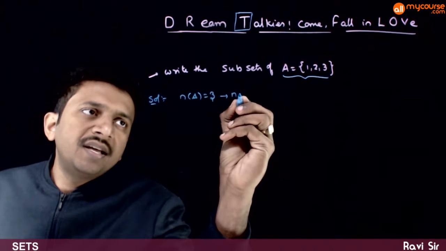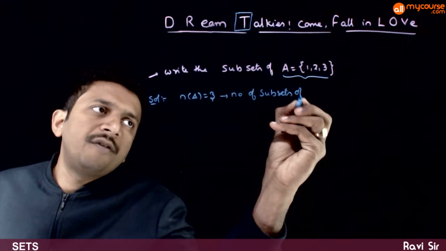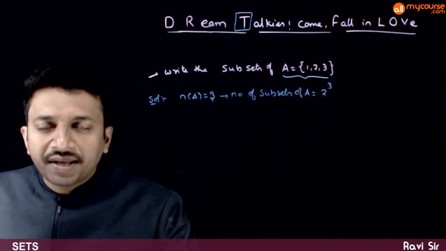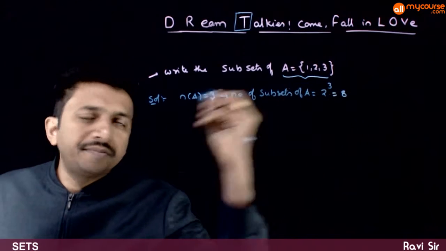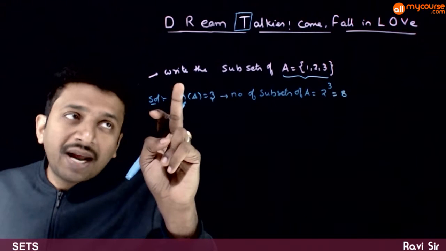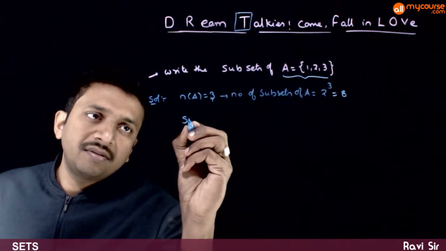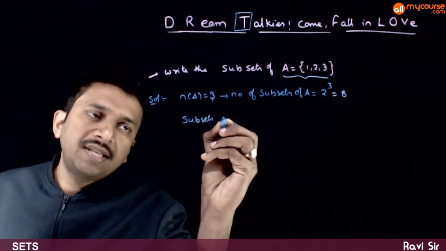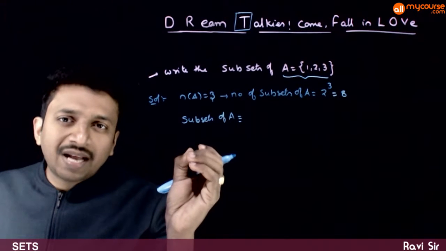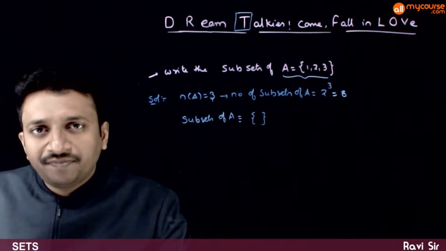This implies the number of subsets of A is equal to 2 power 3, right? 2 power n. That is equal to 8. So this set has 8 subsets. And you're asked to write all the subsets of A. So let us write one after the other. Subsets of A are: first let us start with the empty set. We know that the empty set is a subset of every set.